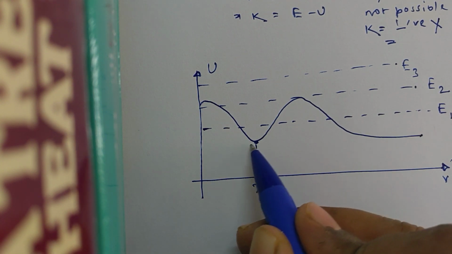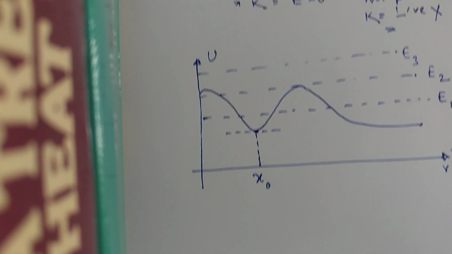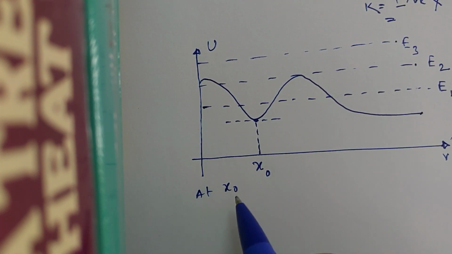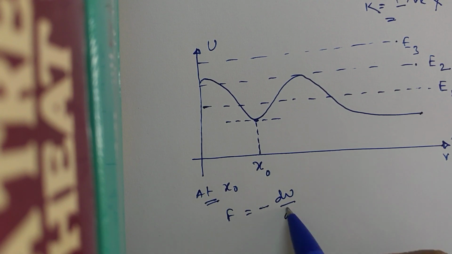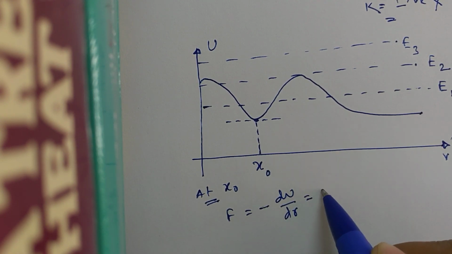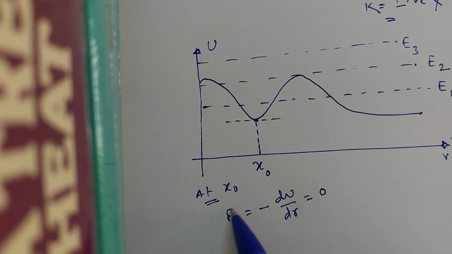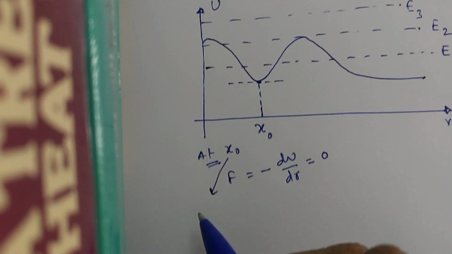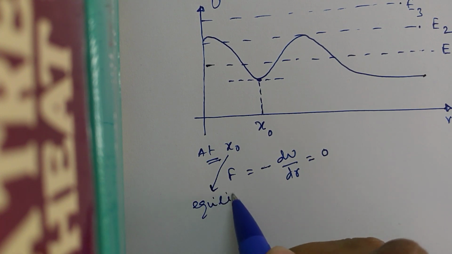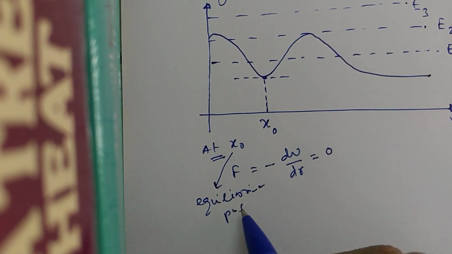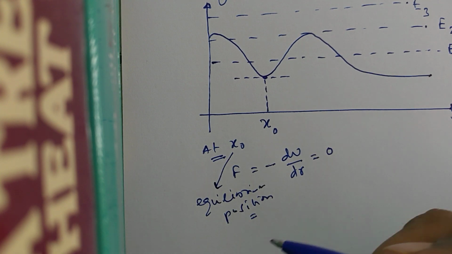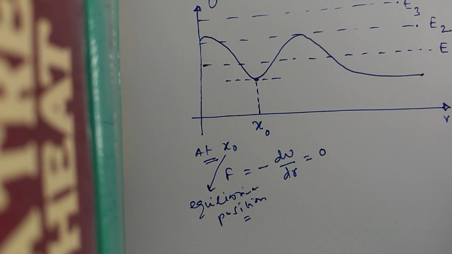So when the particle is here, if I analyze this position, at x0, we know that the force acting is equal to minus dU/dr. The slope here at this position is coming to be 0. So x0 is an equilibrium position. But we are not sure about the nature of the equilibrium, whether it is a stable equilibrium, unstable equilibrium, or neutral equilibrium. That we will check. How to check?